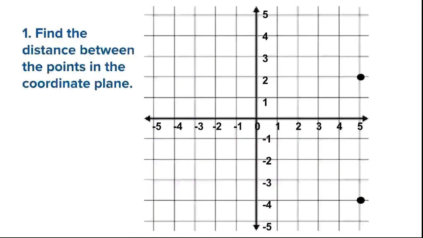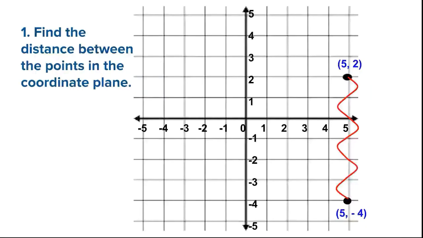On number 1, we're being asked to find the distance between the points in the coordinate plane. And we can see that the points are 5, 2 and 5, -4. And just by looking at the graph, I can already see that the point 5, 2 is 6 units above the point 5, -4. But it's not always going to be that easy, so that's why we use the distance formula.